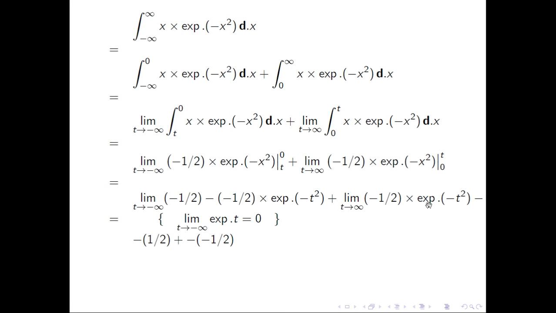Sorry, let's do that again. As t tends to infinity, minus t squared tends to negative infinity, so e to the minus t squared tends to 0. So we're left with minus a half plus minus a half, which is just minus a half plus a half, which is 0. So f is not the probability density function, because when we integrate it between minus infinity and infinity, we do not get 1.